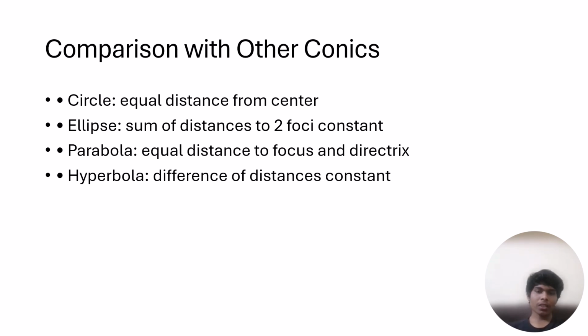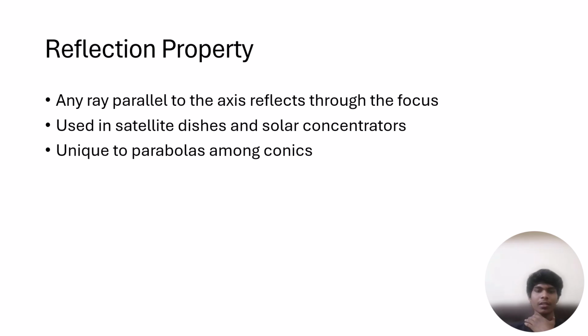Comparison with other conics. When you compare a parabola with a circle, every point has equal distance from the center. In an ellipse, the sum of the distances to two foci is constant. In a parabola, there is equal distance to the focus and directrix. In a hyperbola, the difference of distances is constant.